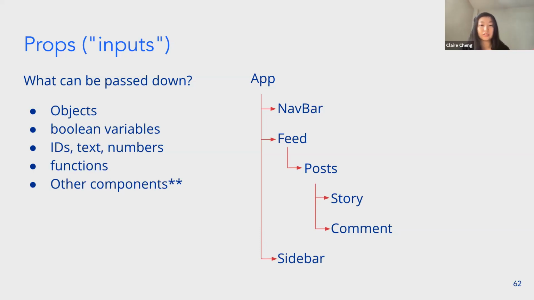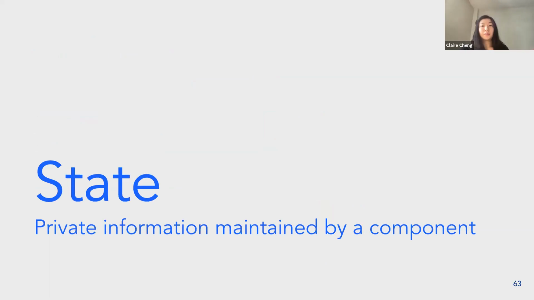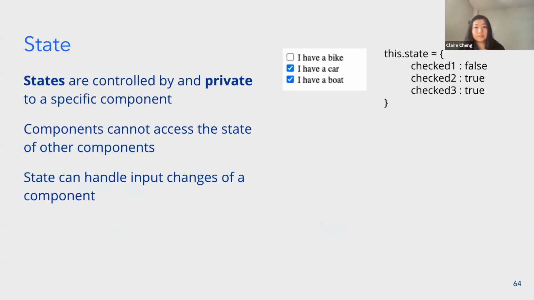Now I'm going to talk a little bit about state. The other type of big information that we can handle in React is state. And state is private information that is maintained inside a component. So for state, you're not trying to pass it anywhere. For props, remember, we're passing it down the component tree. For state, it's maintained within the component itself. Again, these are private, so components cannot access the state of other components. And state is really useful if you want content on a page to change based on user input.